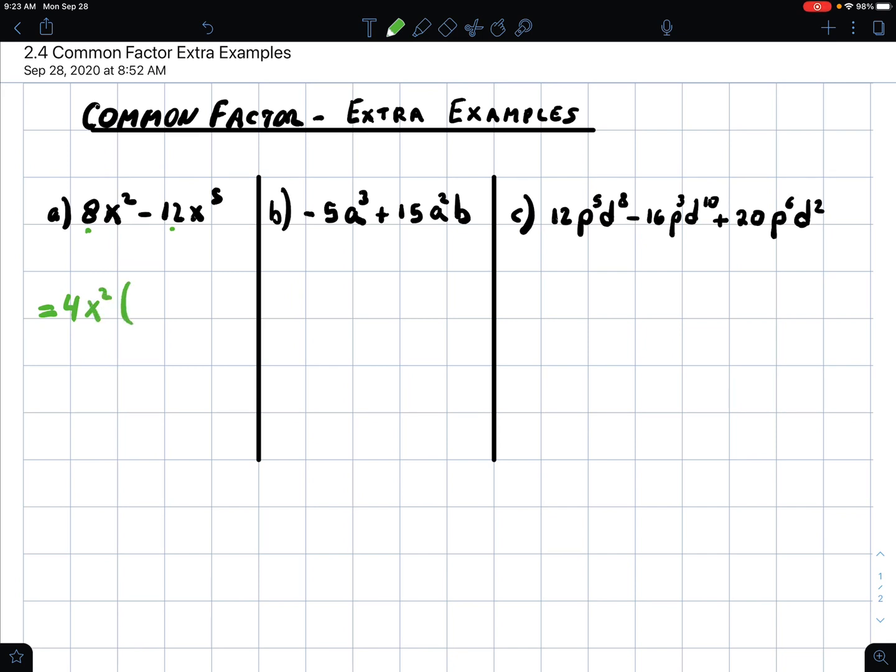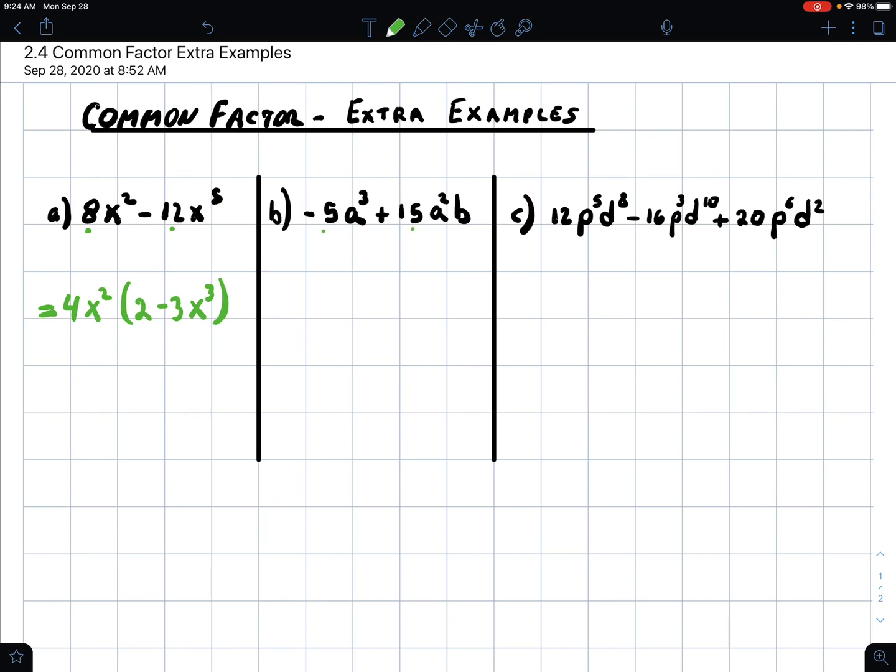Open bracket, let's divide 8 divided by 4 is 2. X squared divided by x squared is just 1, so we don't write anything. Next comes minus 12 divided by 4, that's minus 3. X to the power of 5 divided by x to the power of 2 is x to the power of 3. And that's done. Let's check the next one.